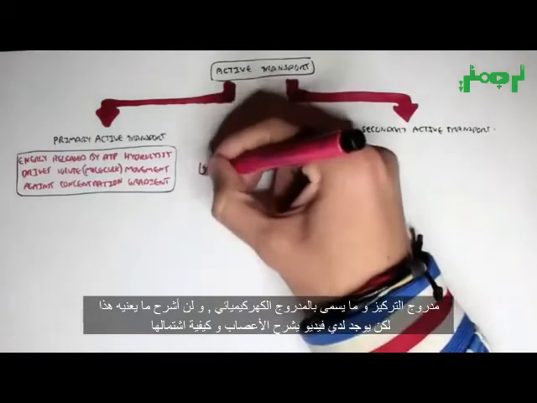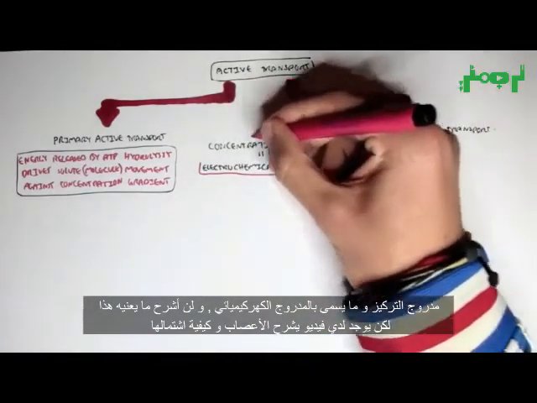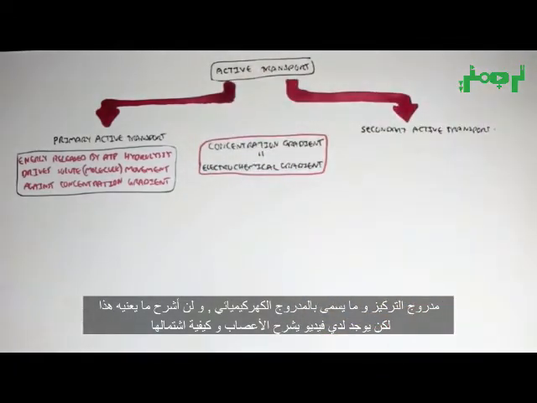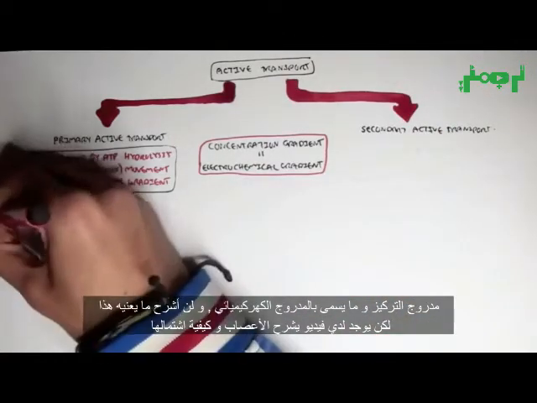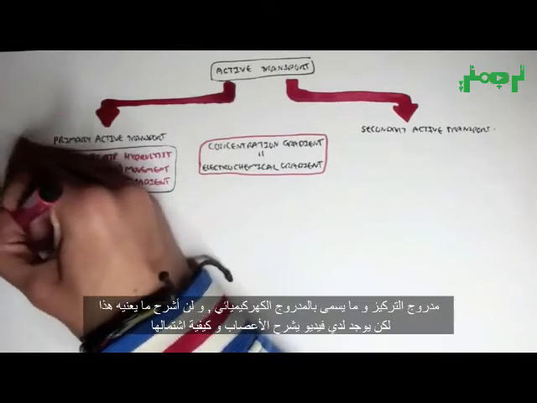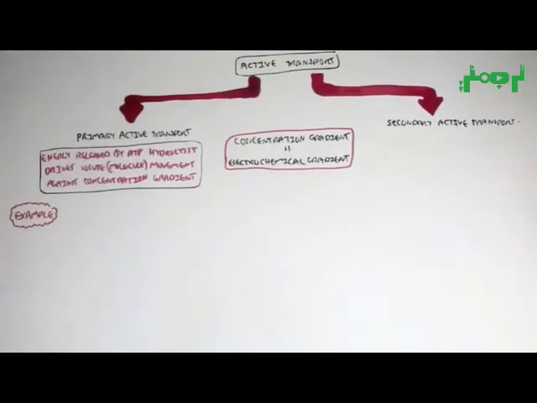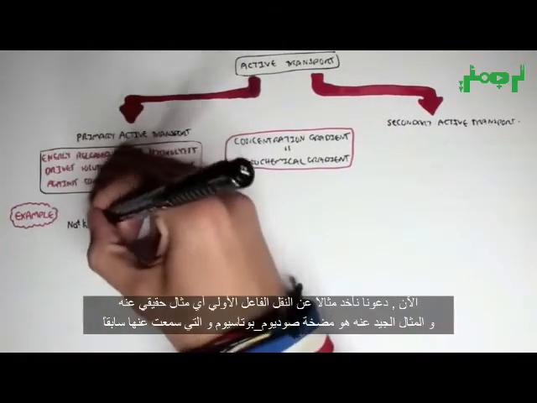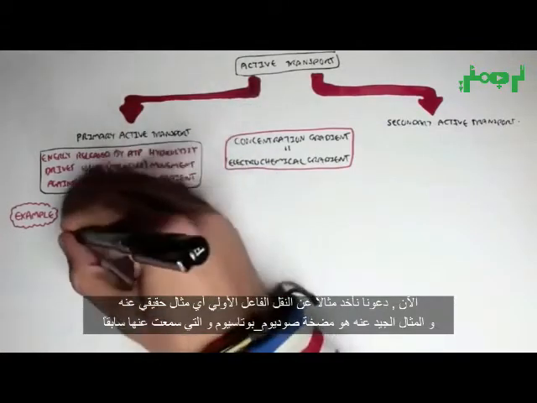And I'm not going to explain what an electrochemical gradient is, but there is a video I have which explains the neuron and how electrochemical gradients are involved. And I think you should click on that if you want to know more about electrochemical gradients. Now let's look at an example of a primary active transport, an actual example.